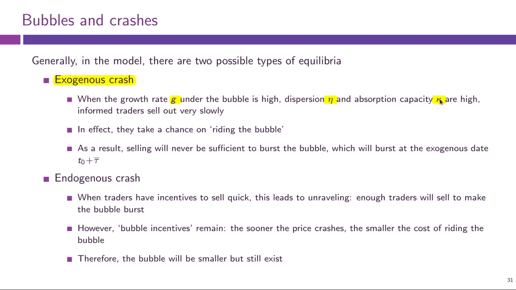And then the absorption capacity kappa being high means that many, many informed traders must trade before the bubble collapses. So the market is quite deep, and so it's a bit hard to pop the bubble, which means that the bubble will survive for a longer time. So there is lower risk that it will collapse in any given period of time.